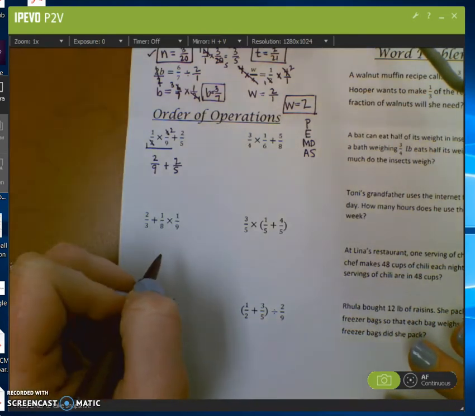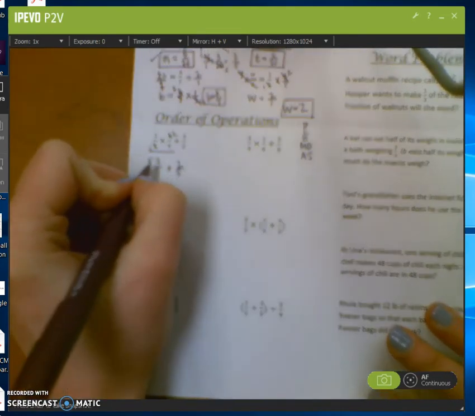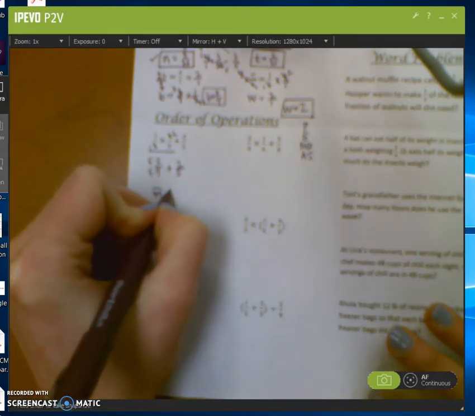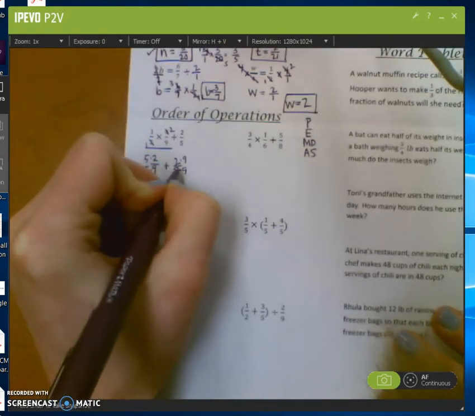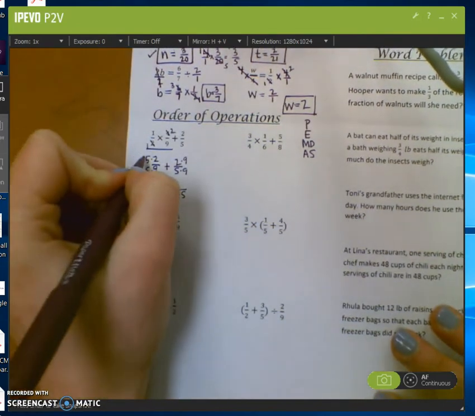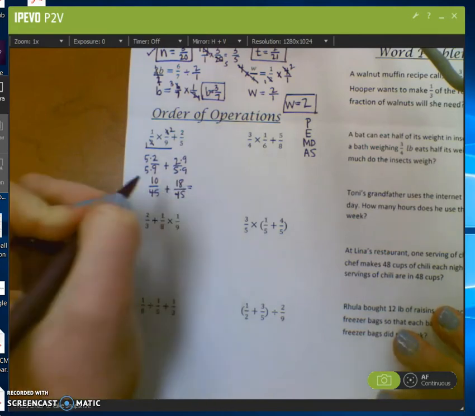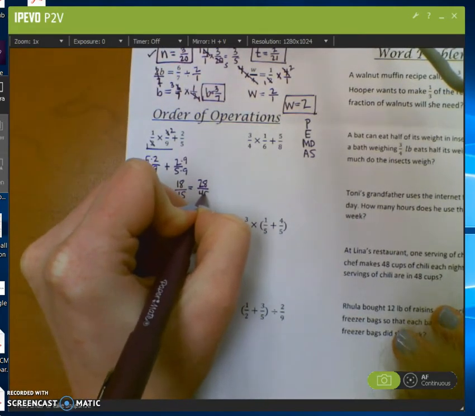We have to create a common denominator. So the common denominator here is going to be 45. So I'm going to multiply 9 by 5 to get 45. And then I have to multiply my numerator. And I'm going to multiply 5 by 9, and I'm going to multiply its numerator by 9 to get the equivalent fraction. So 5 times 2 is 10. 2 times 9 is 18. And when I do that, I get 28 over 45.